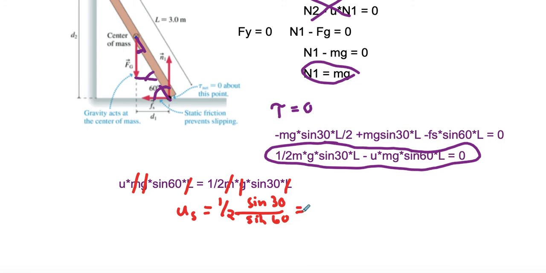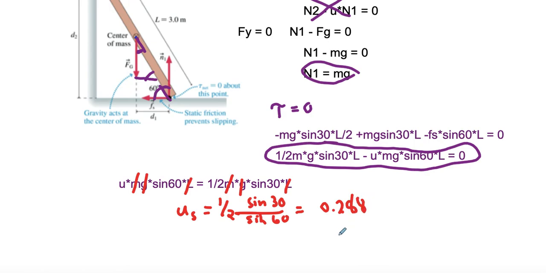Make sure you're using the right mode, whether it's radians or degrees. We're going to be using degrees because of this. So the sine of 30 divided by the sine of 60, divided by 2. And we get a value of 0.288.